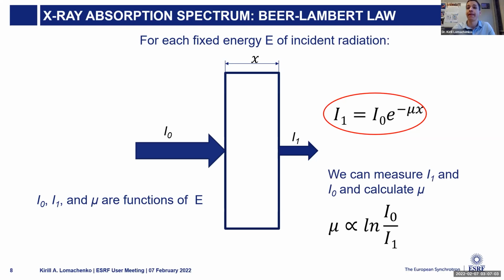It's pretty easy to do in principle. In practice, there may be some complications, but in principle, it's pretty easy. So mu is proportional to the logarithm of I0 divided by I1, and x does not play much role here because it's just a scaling factor.